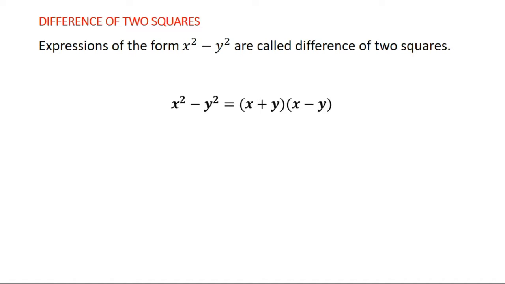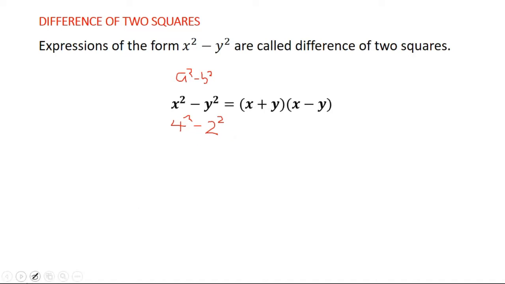Expressions of the form x squared minus y squared are called difference of two squares. So whenever you have an expression where the first term is squared and the second term is also squared, then we have the first term minus the second term. We say that we have a difference of two squares. So x squared minus y squared is just an example. Another example can be a squared minus b squared. That is also a difference of two squares. You can also have 4 squared minus 2 squared. That is also another example of difference of two squares.